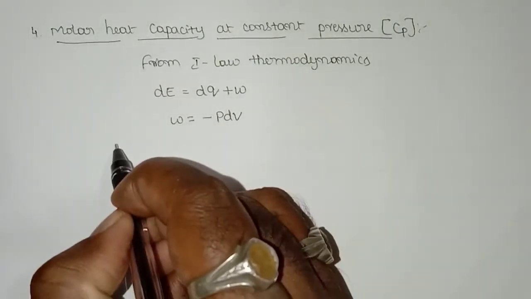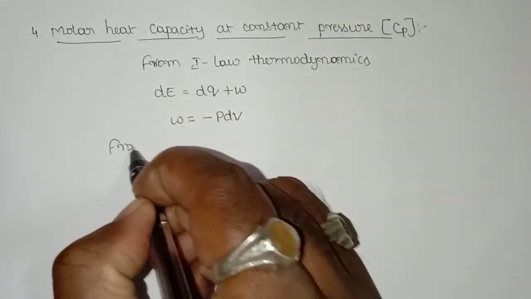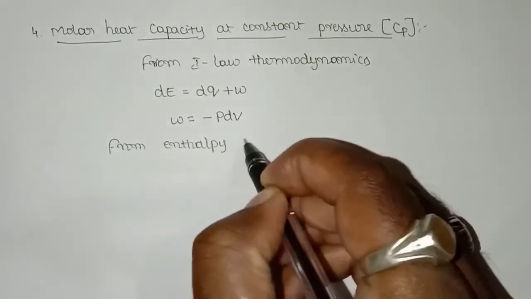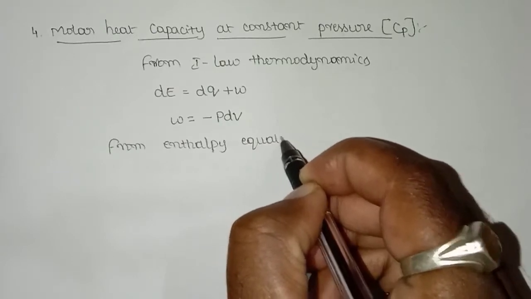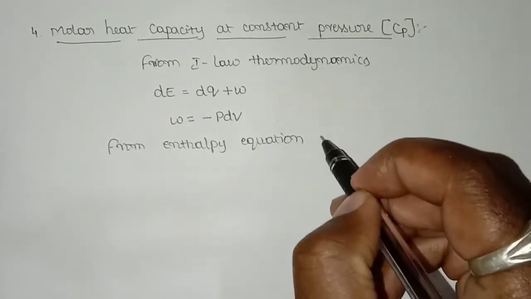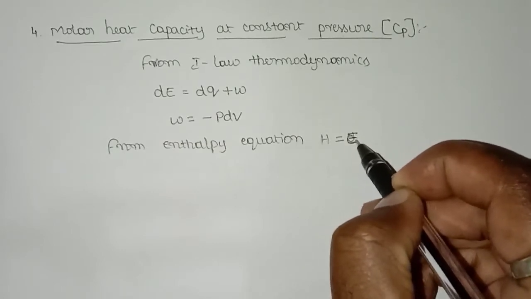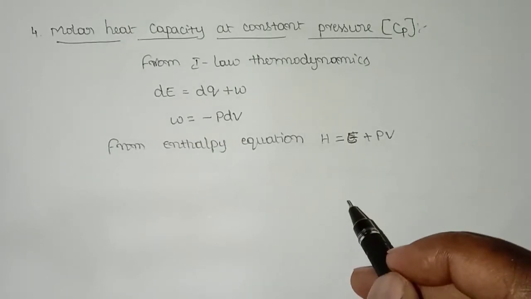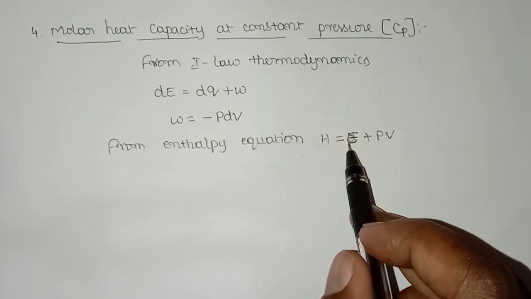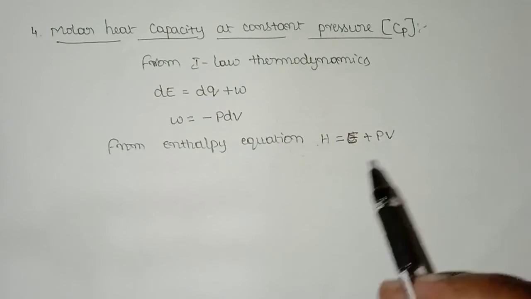Then, in order to get the mathematical expression for molar heat capacity at constant pressure, we shall take the help of the enthalpy equation. The enthalpy equation is one more simple mathematical form that plays a very important role in deriving many expressions. According to the enthalpy equation, H is equal to E plus PV. This is called the enthalpy equation, where H is enthalpy, E is internal energy, P is the pressure, and V is volume.